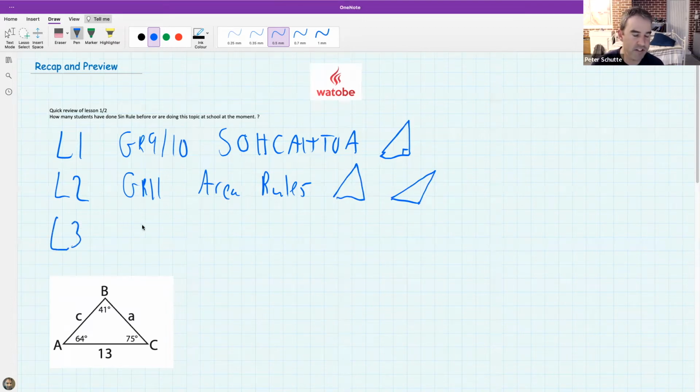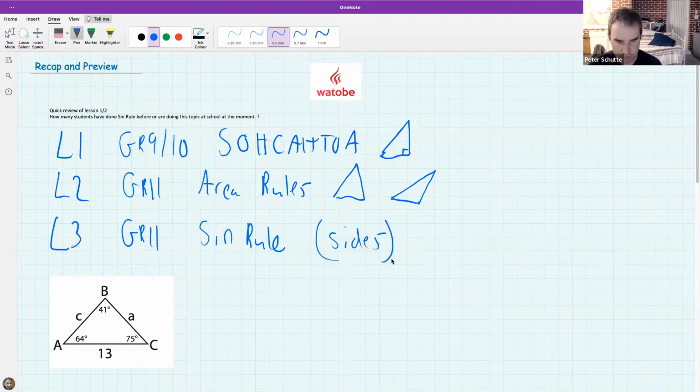Lesson 3, or today, is also based on grade 11, and it's going to be learning something called the sine rule. And we're going to use the sine rule to find the sides of triangles. Depending on how time goes, we might also learn a little bit today about how to use the sine rule to find angles, but most likely the next lesson will be about that.